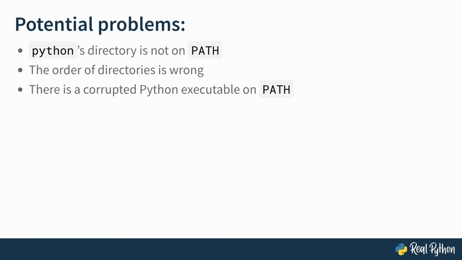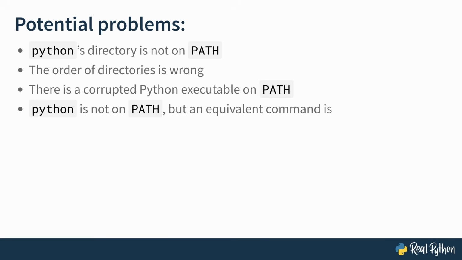It could be that you have a corrupted executable on path, like maybe during the installation process, your computer shut down and python.exe doesn't work for some reason. And if that was the first one to be found, then it's going to fail. So maybe you need to remove that path from your path environment variable. And finally, it's possible that the Python executable is not on path, but some other equivalent command is.